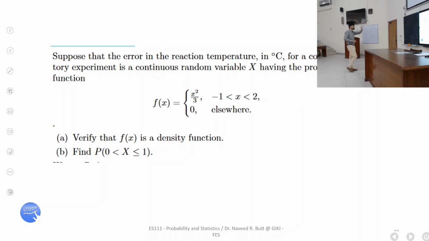कुछ questions के लिए, कुछ parts के लिए weight चाहिए, कुछ के लिए दूसरा. So there is a chemical reaction. There is temperature error in C degrees for a controlled laboratory experiment, a continuous random variable X having the probability estimate. So they already told you it's a continuous random variable X. ये क्या दिया उन्होंने, उसका probability density function PDF. It's saying okay, between -1 and 2 it follows this formula and all other values are 0. Then verify that fx is a density function.